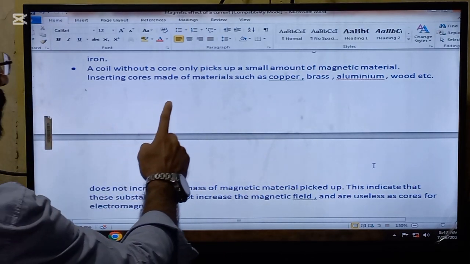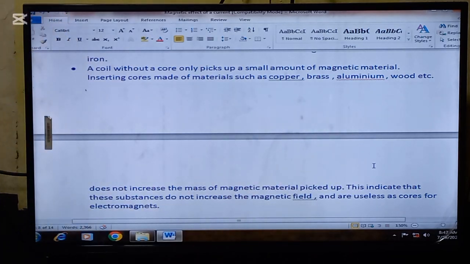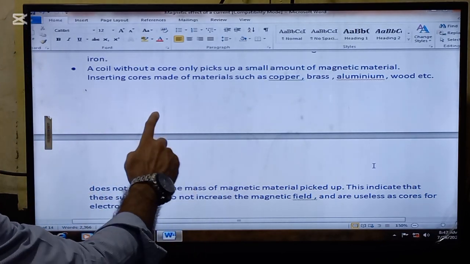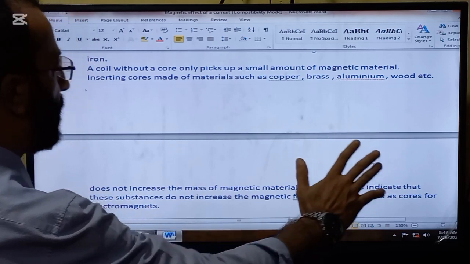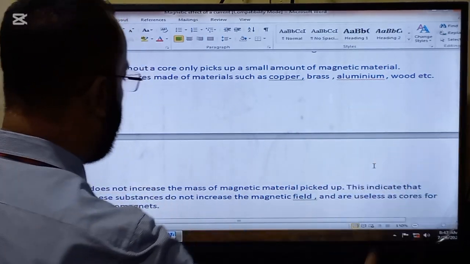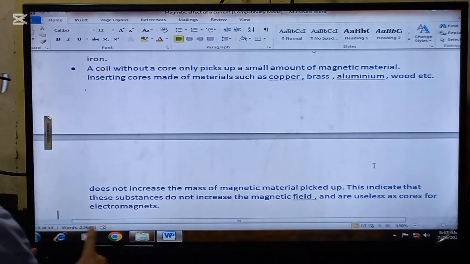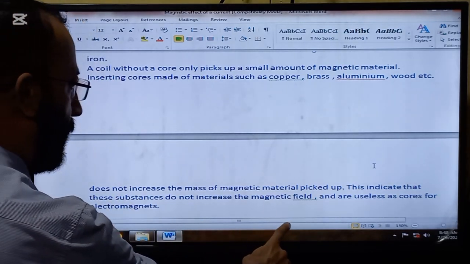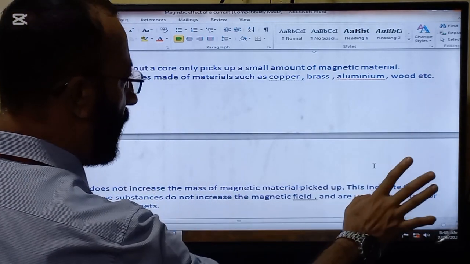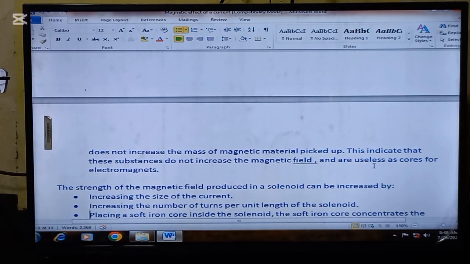A coil without a core only picks up a small amount of the magnetic material. Inserting cores made of materials such as copper, brass, aluminium, wood, etc. does not increase the mass of the magnetic material picked up. This indicates that these substances do not increase the magnetic field and are useless as cores for the electromagnet.